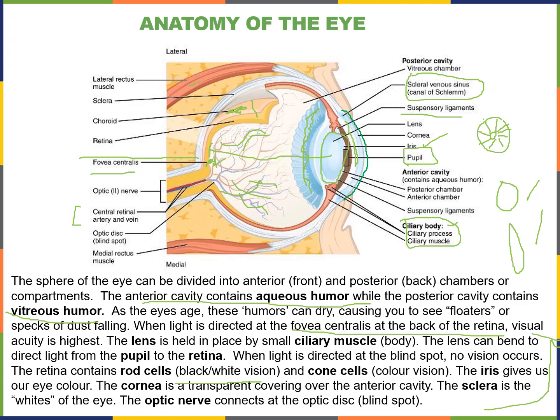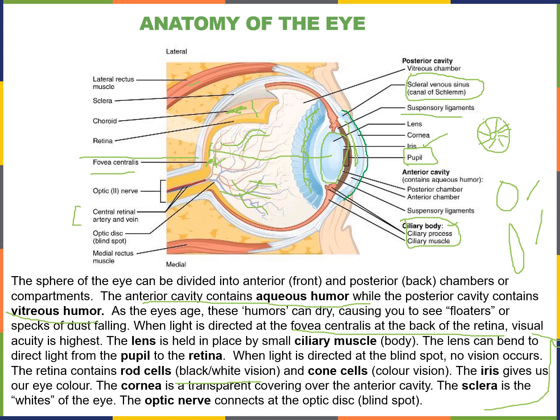So there are many different diseases associated with the eye. The retina, for example, can become detached. This may happen in older people. It can also happen if you play sports and you get an injury, or if you're in an accident, for example.